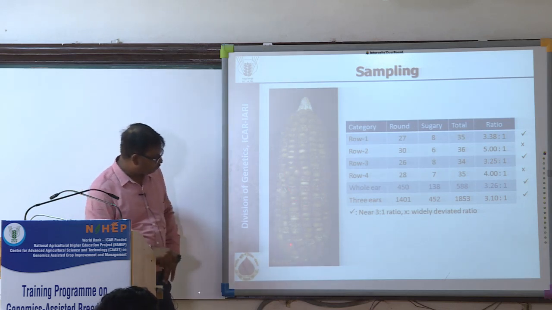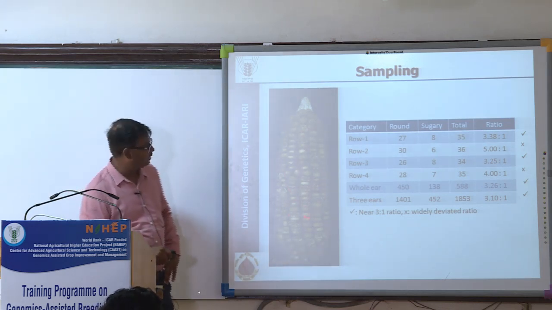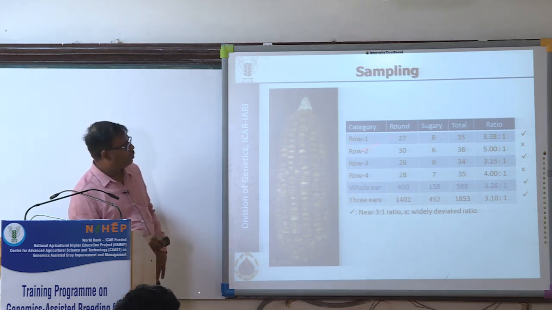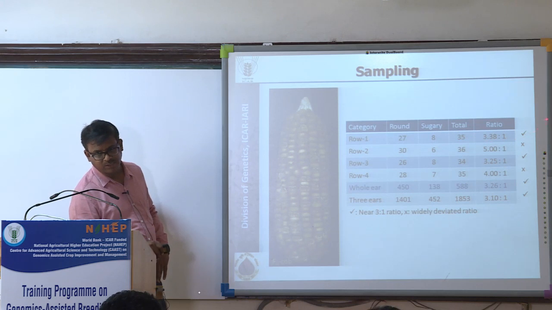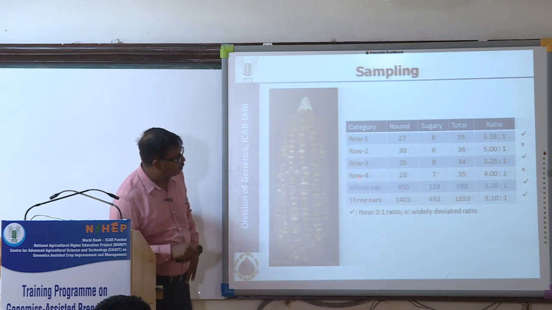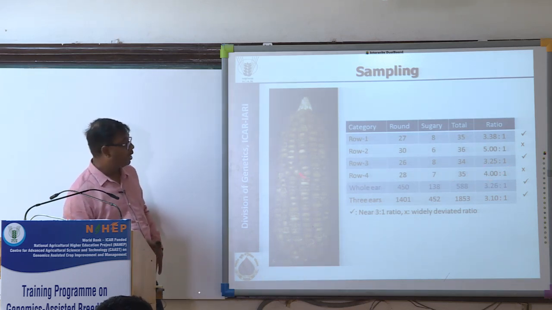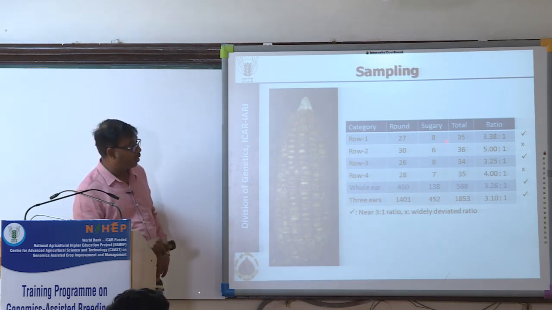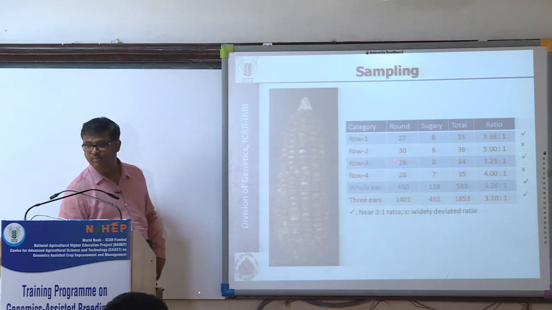So, this is the same cob where F2 seeds are segregating 3:1, and these are the rows in maize. We have marked 1, 2, 3, 4 and 5, and in each row we have counted how many are normal and sugary seeds. In row number 1 there are 35 seeds, 27 normal, 8 sugary. So, the ratio is 3.38:1. Row number 2 it is 5:1, row number 3 it is 3.25:1, row number 4 is 4:1. Now, look here, same cob segregating 3:1, but the moment your sample size is smaller, somewhere around 30, 35, many of the rows are not actually fitting 3:1, right.